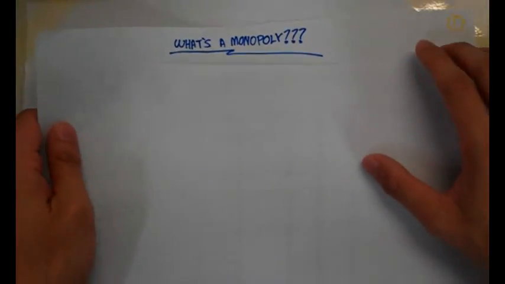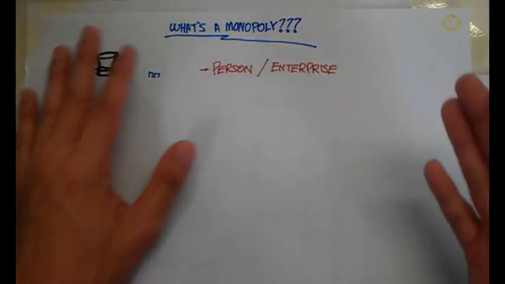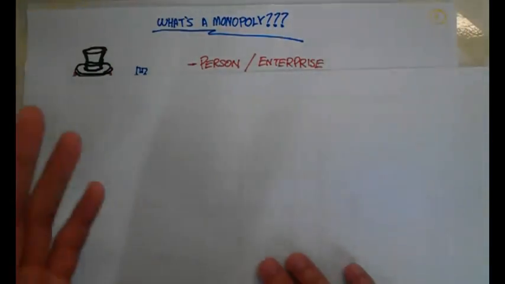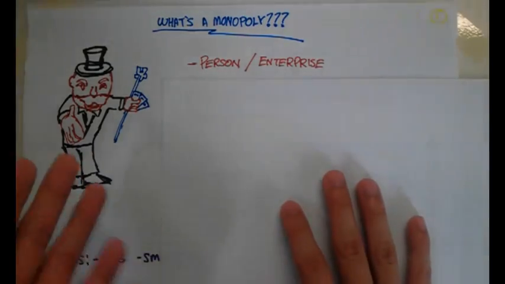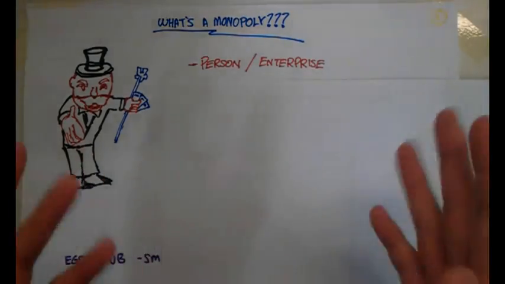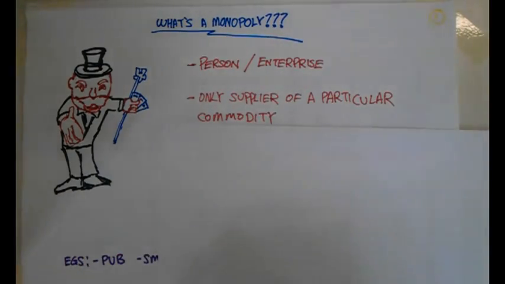So what is a monopoly? Okay, the monopoly is a person or an enterprise. It's not this guy over here. This is the monopoly guy, but he's there just for your entertainment purpose. It is a person or enterprise that is the only supplier of a particular commodity.